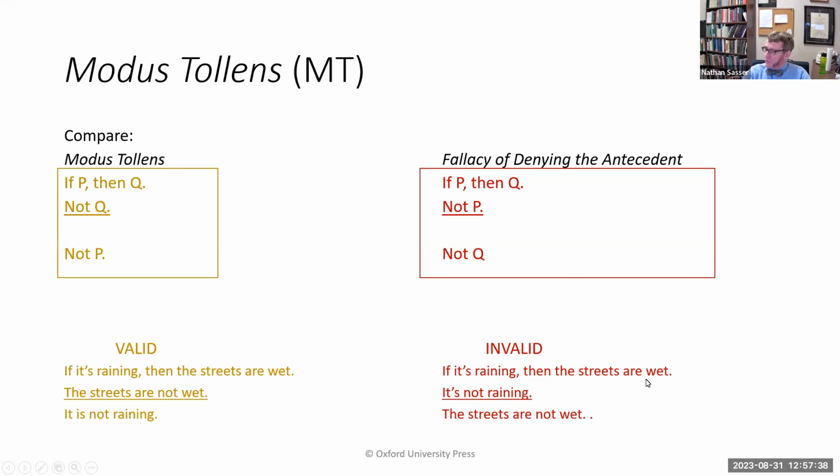It could be true that if it's raining, the streets are wet, but that doesn't mean that's the only thing that gets the streets wet. Just because it's not raining doesn't mean they're not wet. Somebody could be hosing them down.